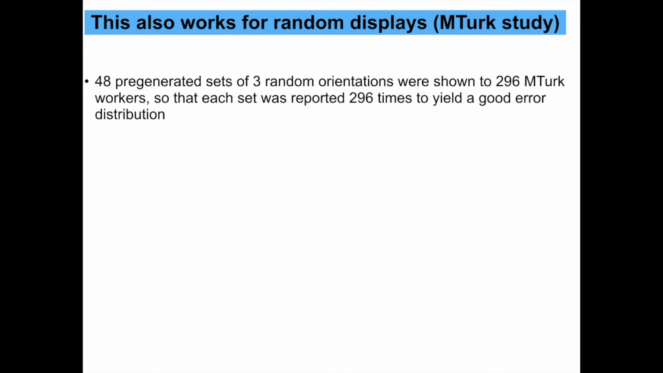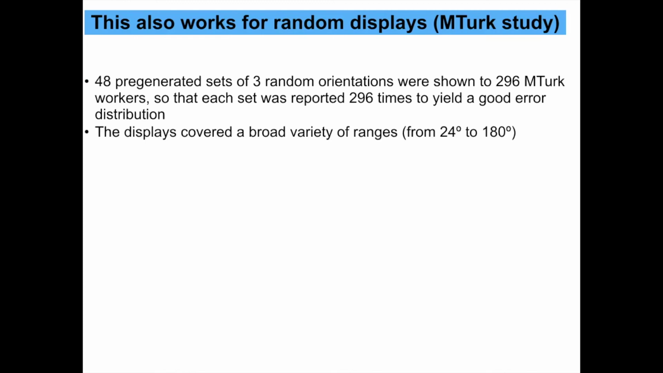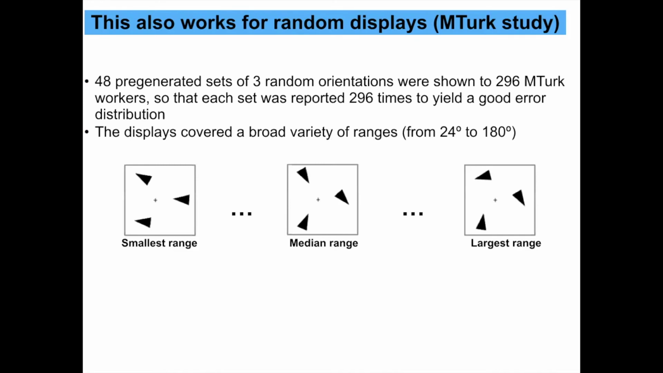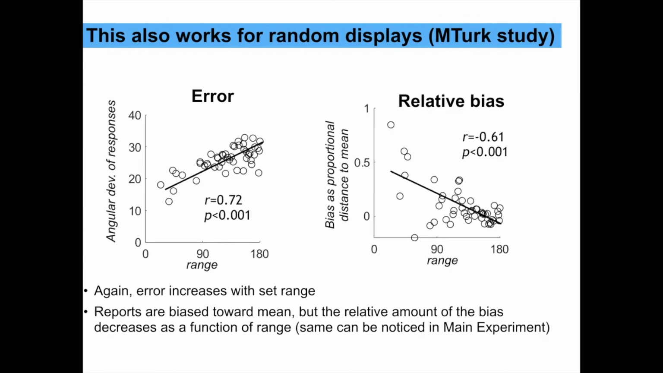We pre-generated 48 displays of 3 randomly oriented triangles and showed them to almost 300 workers, so each display yielded a reliable error distribution. Our 48 displays covered a very broad variety of ranges, and you may see examples of this variety. And again, we find a pretty high correlation between the range of these randomly generated orientations and the error. And we also see the overall positive bias that is toward mean, and that this bias decreases in proportion to the distance between correct answer and mean as range increases. To remind, we observed the same in the main experiment.